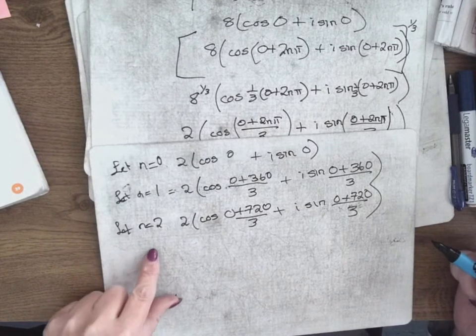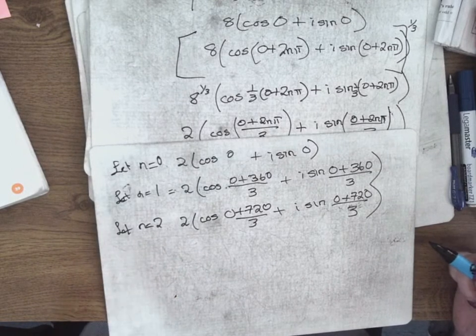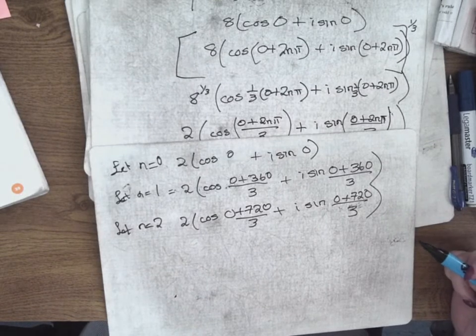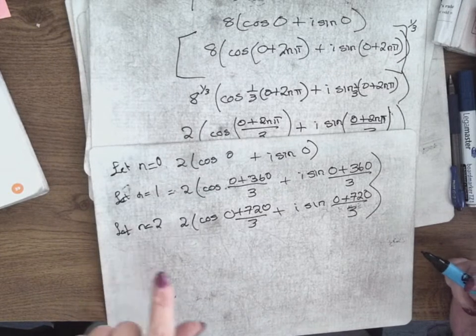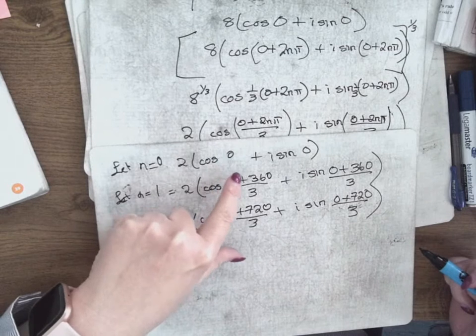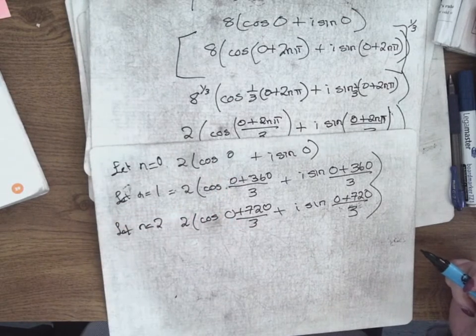So I'd have to let n equal 3 to get a 4th answer. If it was to the power of 7, I'd have to do it 7 times. What if you forgot to stop and went on to n equals 3? You would end up with the exact same answer. You'd still only end up with 3 answers.